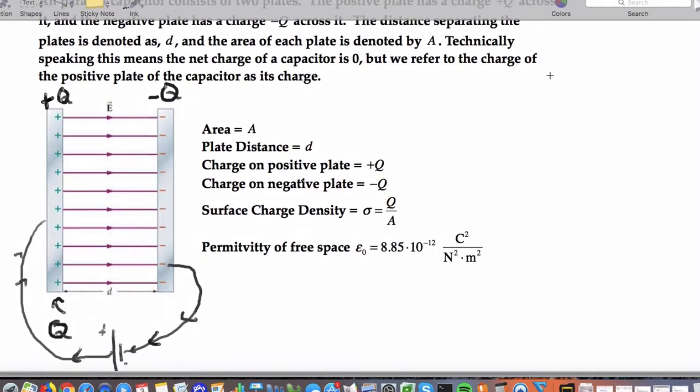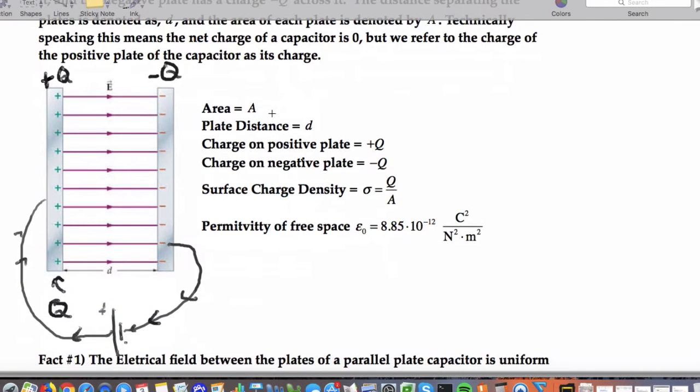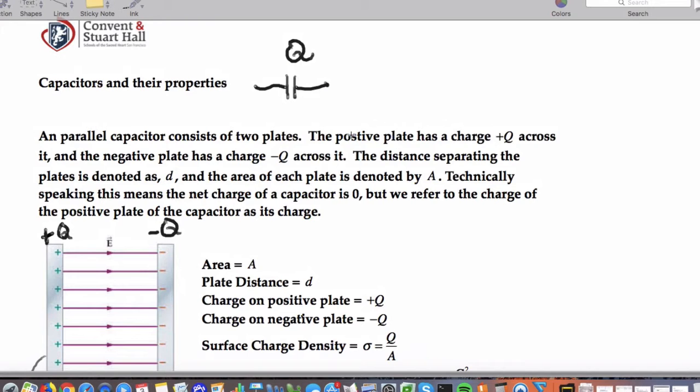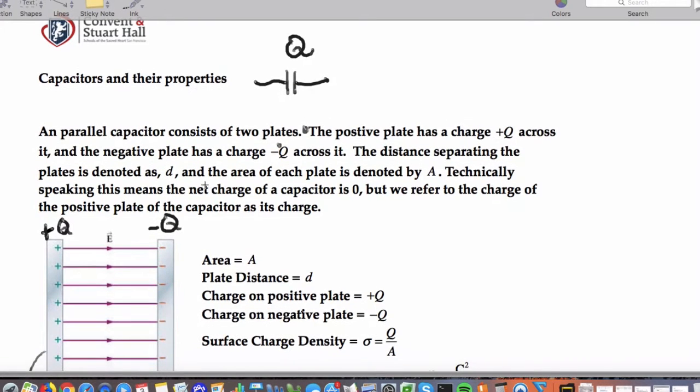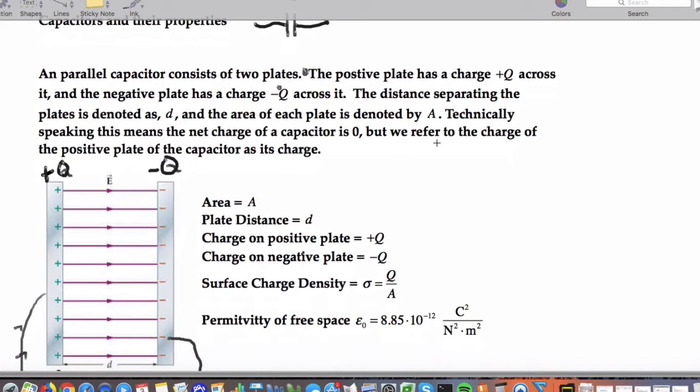Now, here's what you need to know for the AP test. A capacitor consists of two plates. There's a positive Q on one plate, a negative Q on the other plate. The distance separating the plates is denoted as D, and each plate has an area denoted by A. All of these are facts that you should memorize about capacitors.